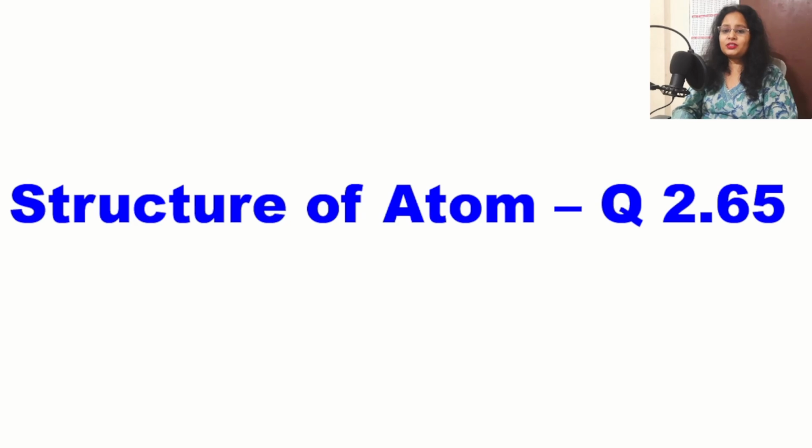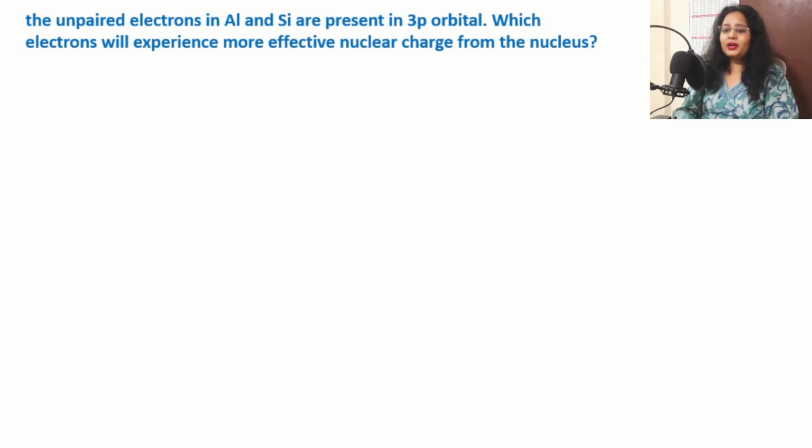Today's video is question number 2.65 from NCERT textbook class 11 and the chapter name is Structure of Atom. So let's check the question. The unpaired electrons in aluminum and silicon are present in 3p orbital. Which electrons will experience a more effective nuclear charge from the nucleus?